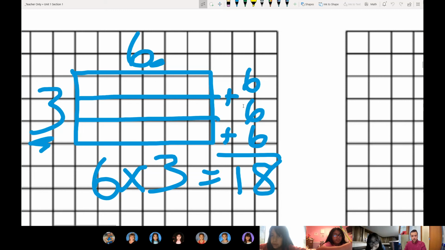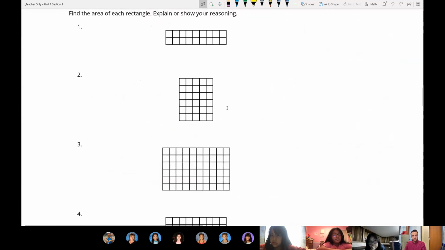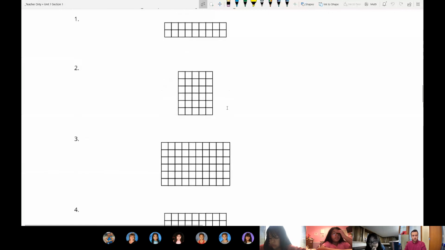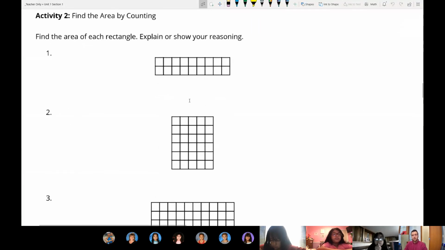So when we get to the homework, I'll show you the homework right now. You're going to be doing the exact same thing. Okay, there are four problems. I'm going to only show you three of them right now. But what I want you to show me is how you are getting the area of each of these rectangles. I would like you to show me the side lengths that you're using. Are you using addition? Are you using multiplication? Either way, I want you to show me how you are getting your answer for the area of each of these rectangles.